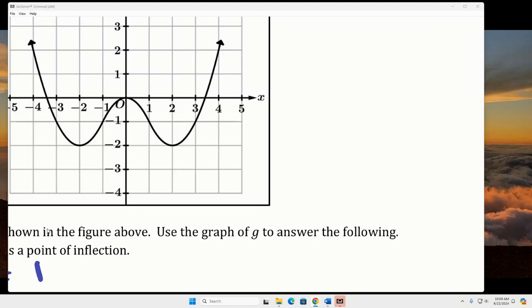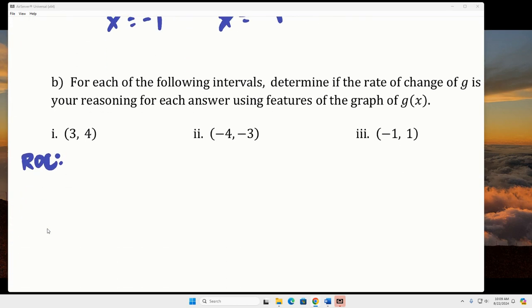On the interval from 3 to 4, this is this section right here. Whoops, there's not an arrow. Would you say the rate of change is increasing or decreasing there? Increasing. Why? Not a positive slope. Concave up. So when you're deciding if the rate of change is increasing or decreasing, concavity has to be the reason. So g of x is concave up.